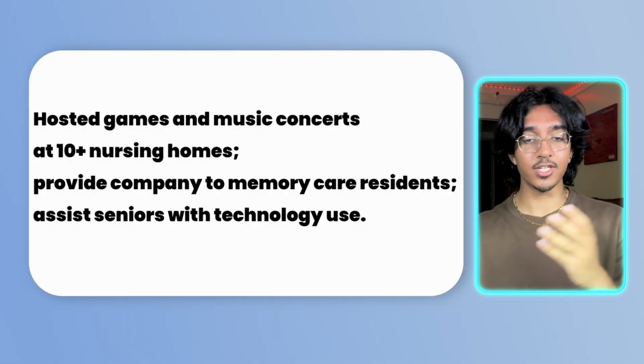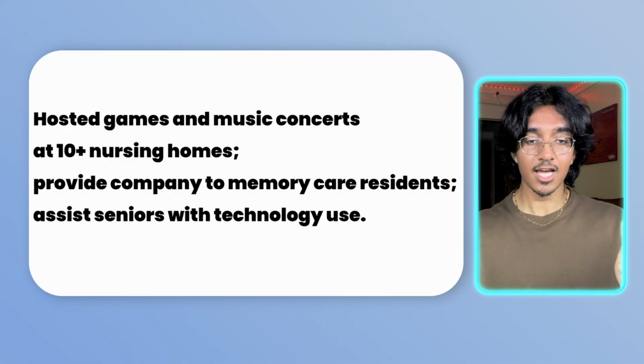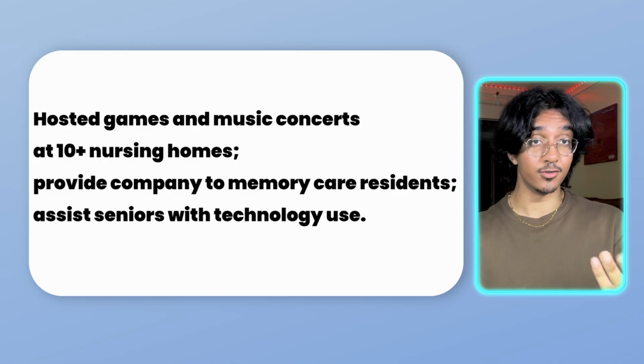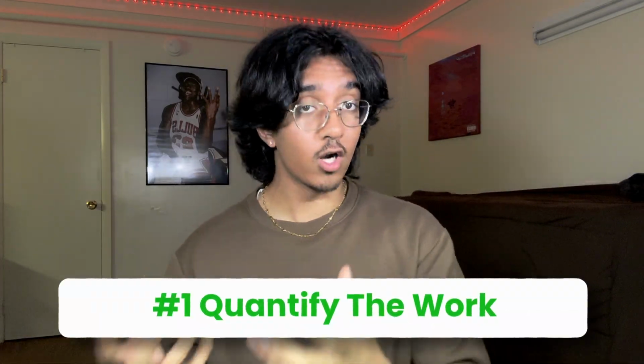Now let's look at a good example. Hosted games and music concerts at 10 plus nursing homes; provide company to memory care residents; assist seniors with technology use. We're now able to elevate the level of the description by quantifying the work that we're doing. Colleges now get a better understanding of how many people you worked with, the types of things that you did with them. This kind of description actually gives them more insight into exactly what you did and why it makes you a better applicant, a better candidate.